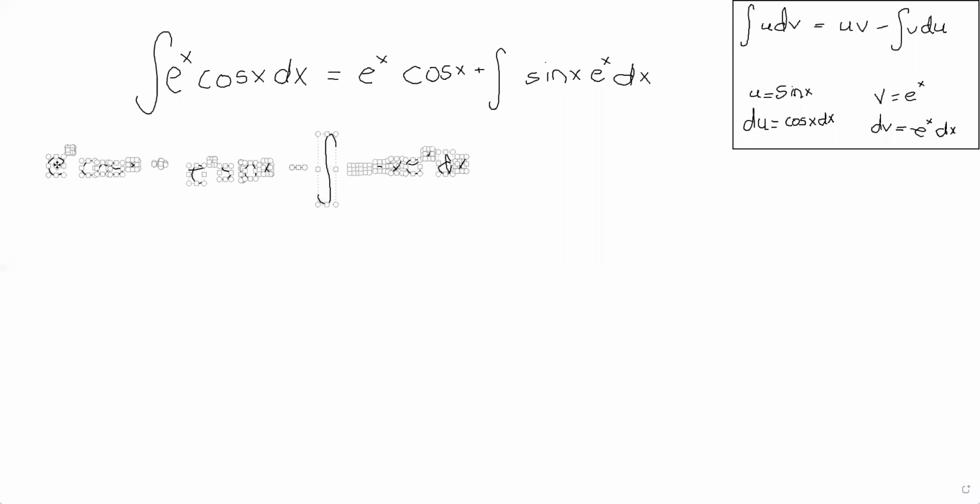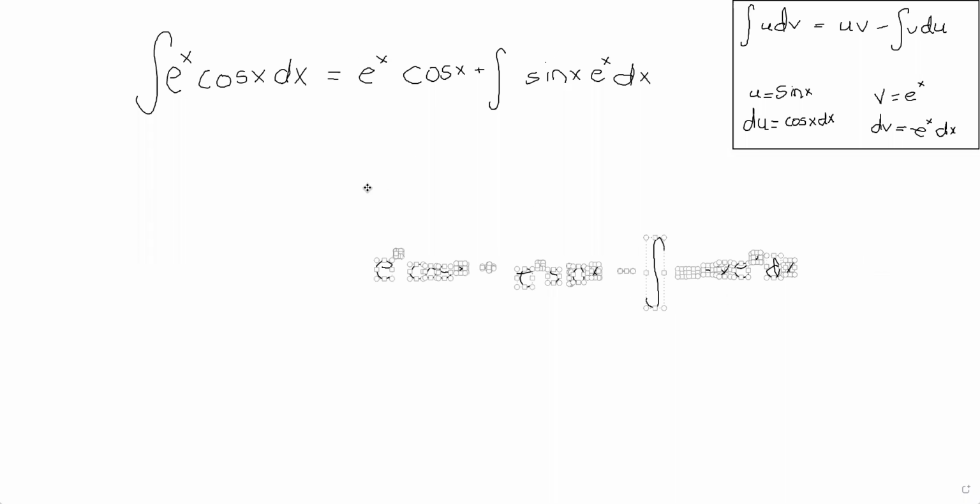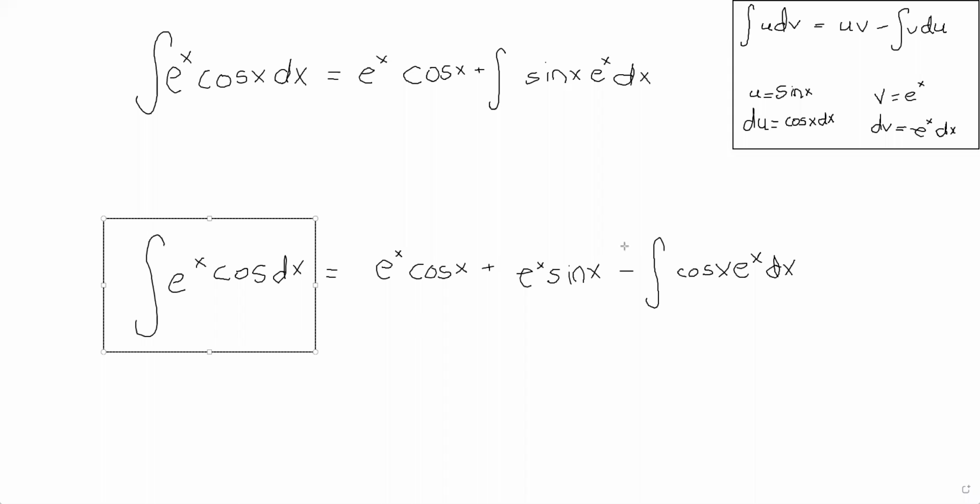So what are we trying to solve anyway? What is this all about? What is the integral we're trying to solve? That would be this one right here, e to the x cosine of x times dx. So I see this, and then I also see this. So we have the same thing on both sides of the equation.